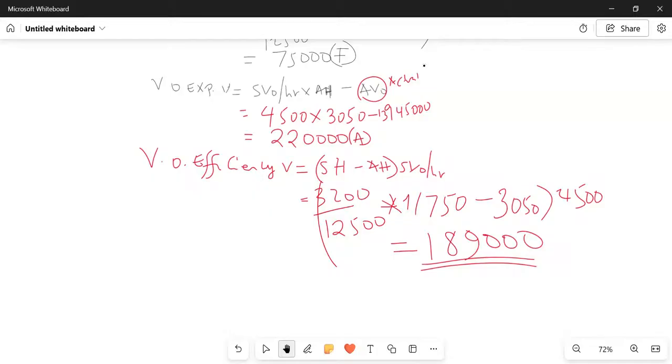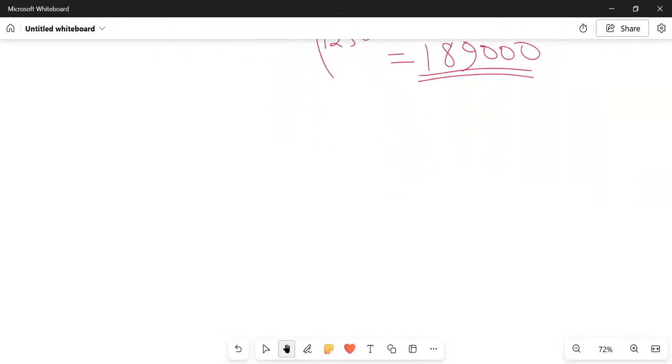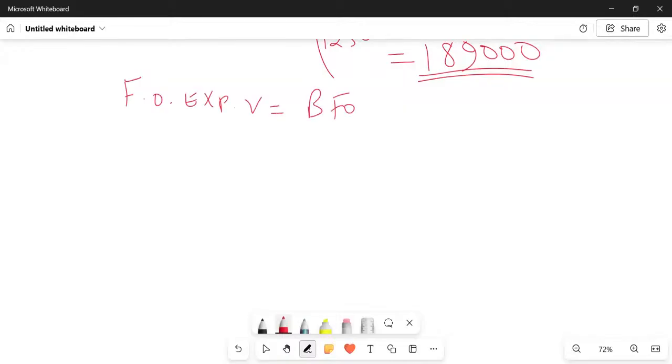So fixed overhead variances are which ones? Fixed overhead expenditure. We start with the fixed overhead expenditure, which is BFO minus AFO, isn't it? BFO minus AFO. Budgeted fixed overheads minus actual fixed overheads. Is that okay? Budgeted fixed overheads minus actual fixed overheads.